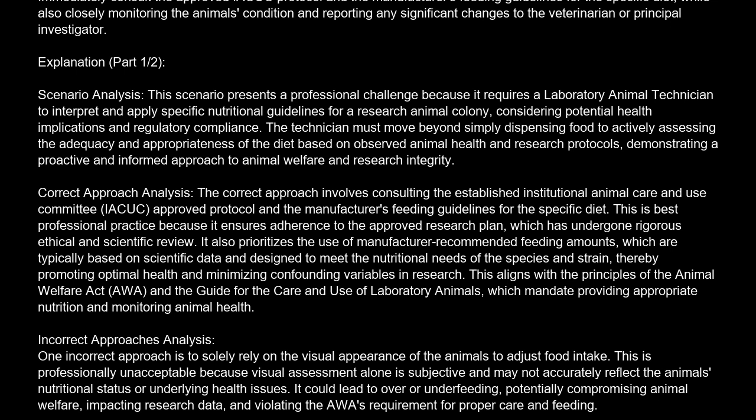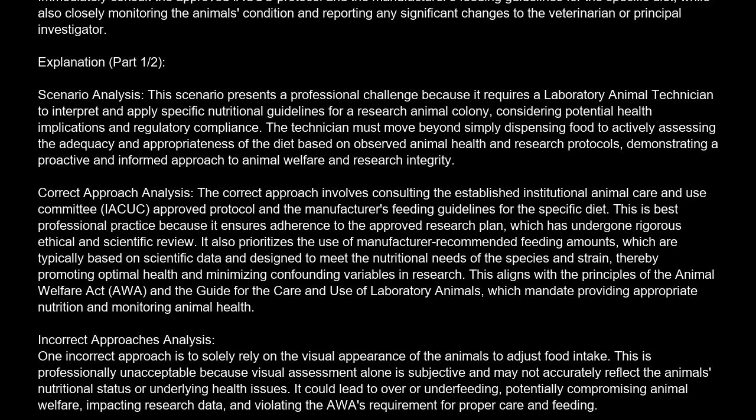Incorrect approach analysis. One incorrect approach is to solely rely on the visual appearance of the animals to adjust food intake. This is professionally unacceptable because visual assessment alone is subjective and may not accurately reflect the animal's nutritional status or underlying health issues.